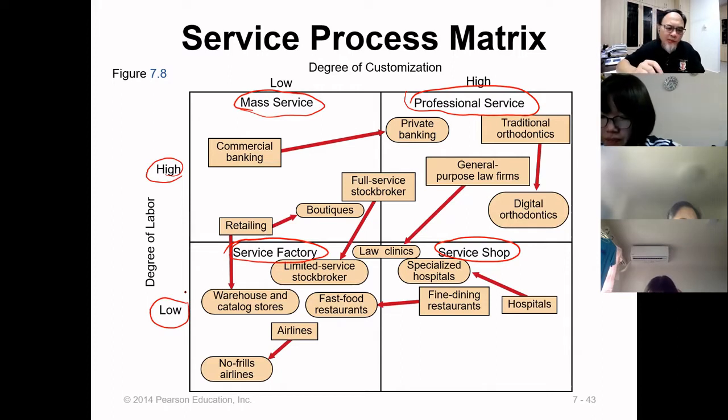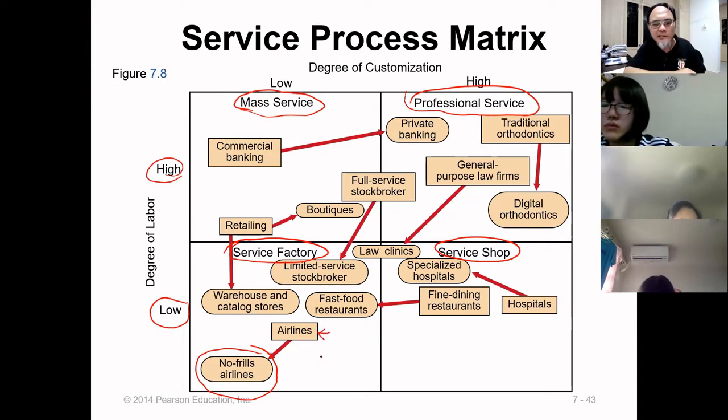For example, no-frills airlines have less interaction because a lot of things are automated. You have to check in yourself, versus conventional airlines. Conventional airlines should actually be higher here, probably mass service. So if you see here, commercial banks are mass service, retailing is mass service, boutiques. But the point is this, okay?